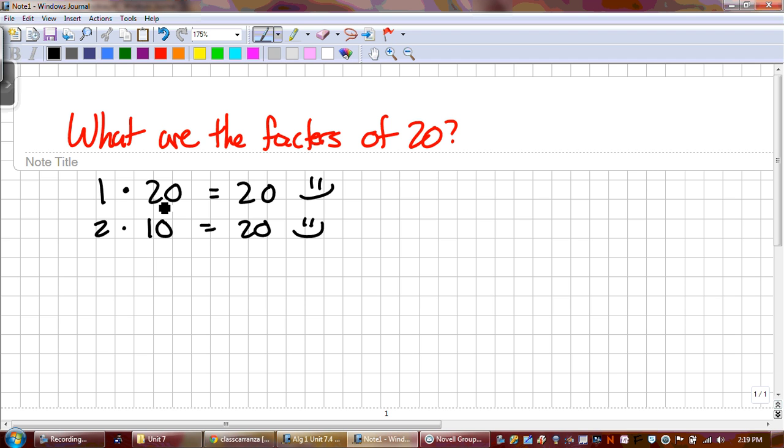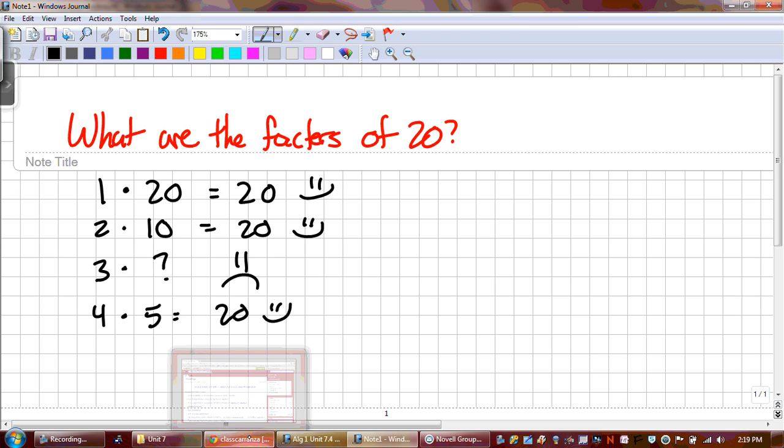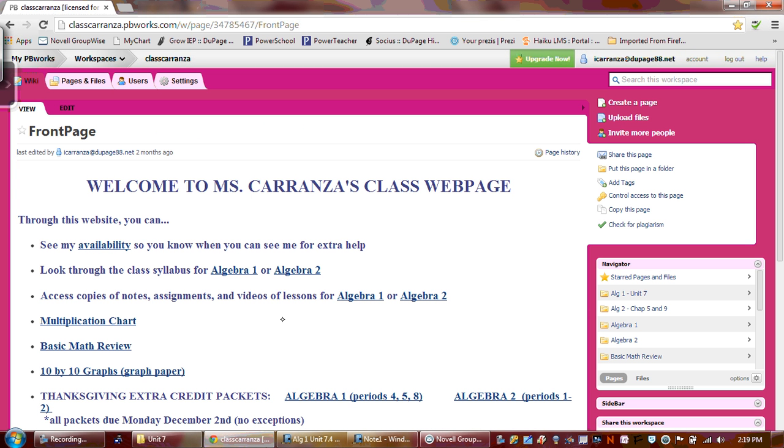See how those are evenly going into it? 3 times what gives you 20? Nope, that doesn't go evenly. What about 4? Well, yeah, 4 times 5 gives you 20. Okay, so that's what we're talking about evenly. And you might be like, is there a faster way to do this? Well, yeah, it's called a multiplication chart.